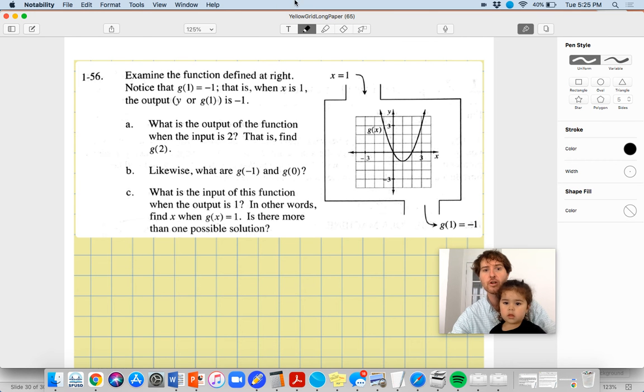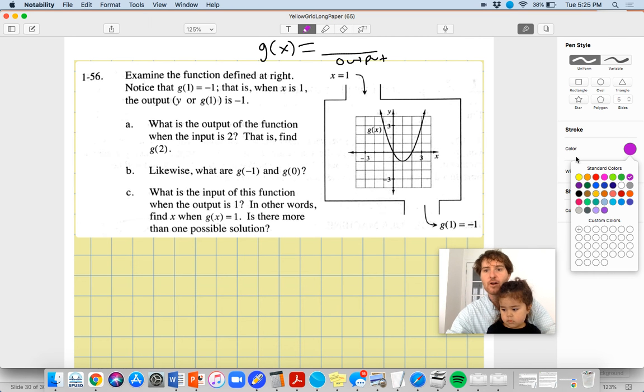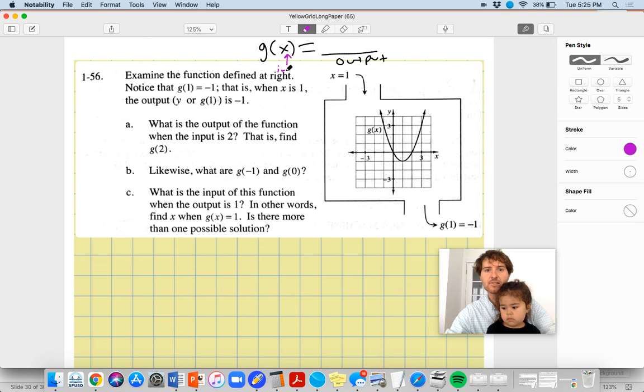This is the graph of a function g of x, okay? G of x, function g. So remember, this is function g, and we call it a function of x. G of x, x is our input, and we get our output over here. Remember, the output is on the right side of our equation, and our input is x. So we input something in for function g, and we get something to come out.